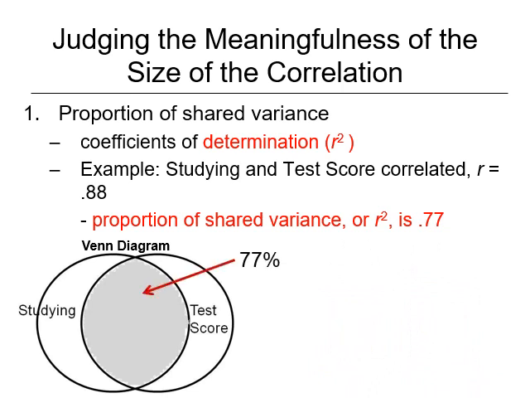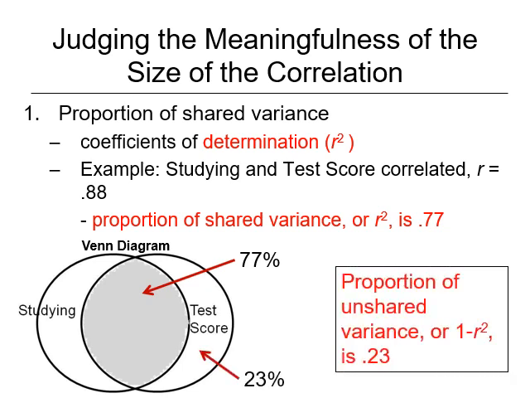So again, 77% is the portion of shared variance, but that also, by its very nature, indicates the proportion of unshared variance, which is 1 minus r squared. In other words, how much is not explained? 23% of test score in this particular sample was explained by something other than studying. In other words, we don't know what accounted for it, but it wasn't studying.